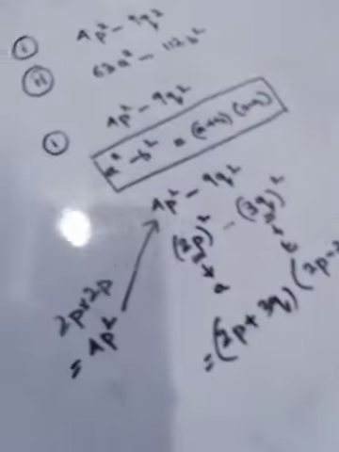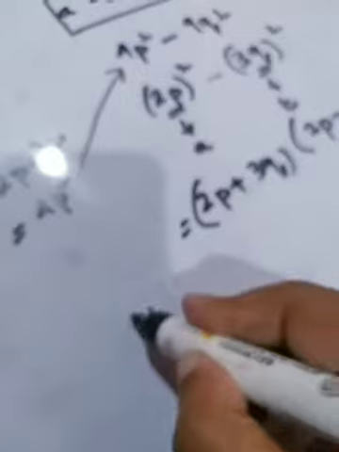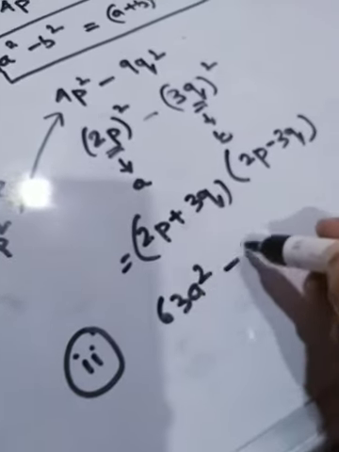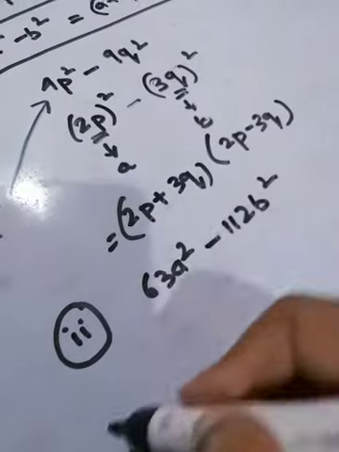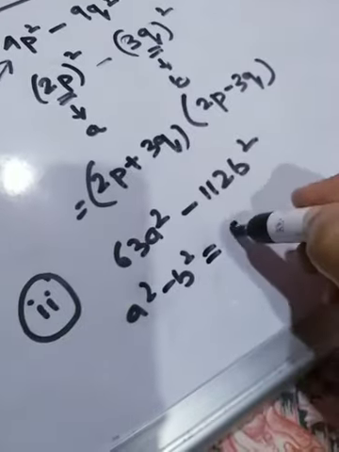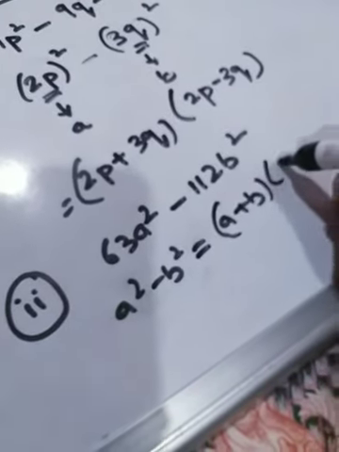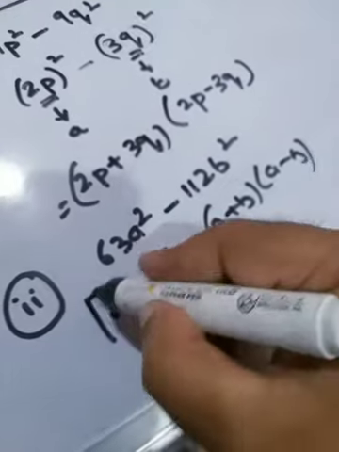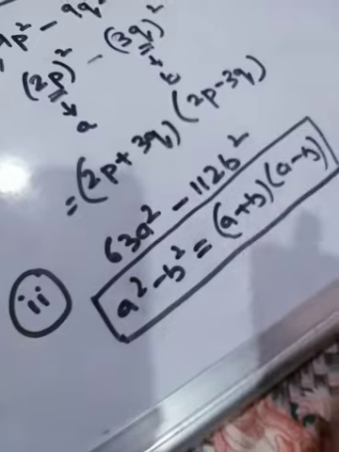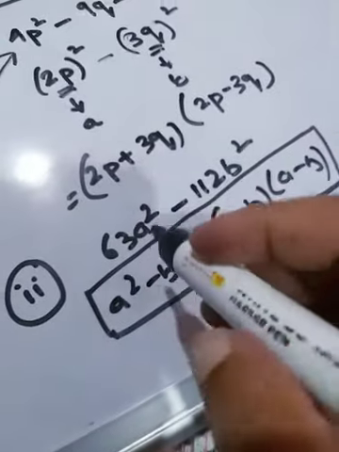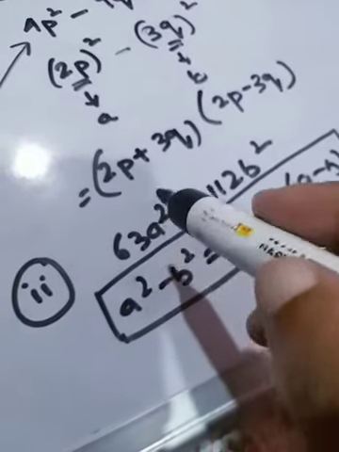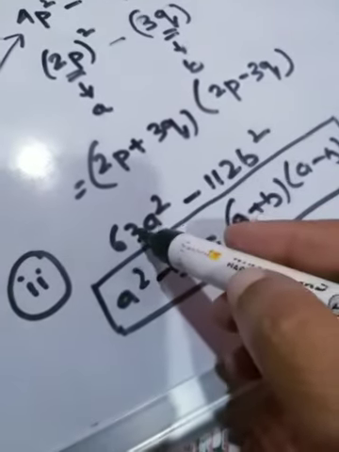It is very easy. Now let's move on to sum number 2. Sum number 2 is 63a square minus 112b square. Now again, which identity do you have to use? a square minus b square, that is a plus b, a minus b. Now this is a very special question. As you see, there is no such number that when multiplied by itself gives 63.